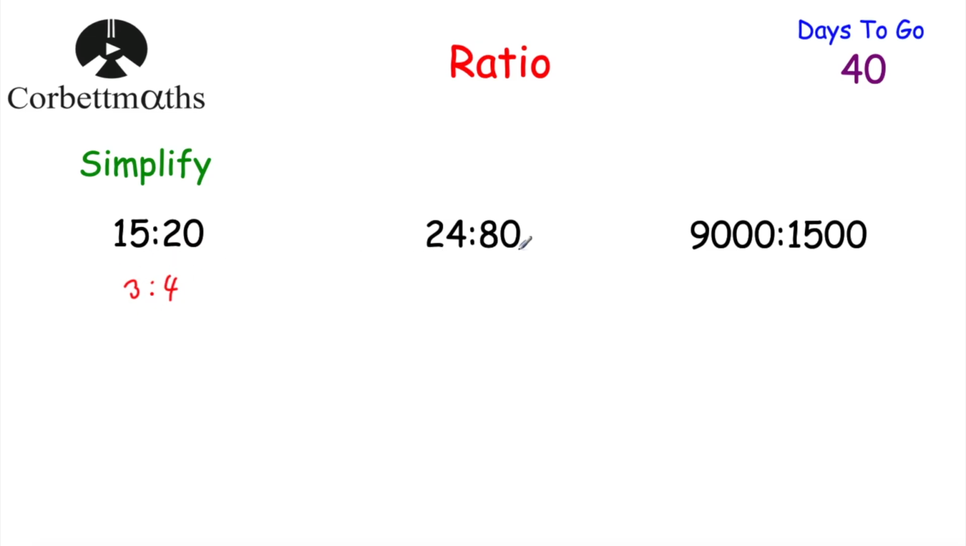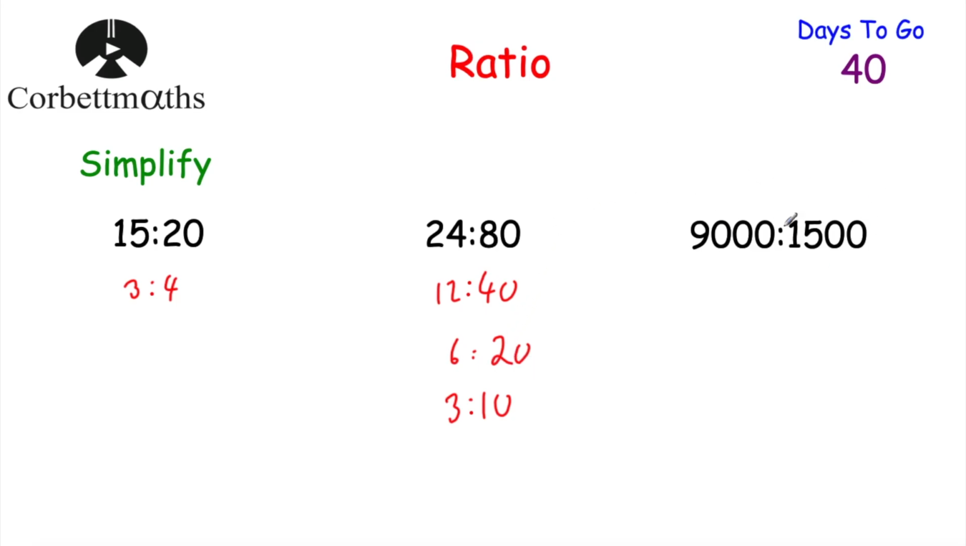Okay, next we've got 24 to 80. Now you could spot that both of these numbers are divisible by 8 to begin with, but you might just start off by halving them both. If we halve them both, we'd get 12 to 40. And then we could divide them by 2 again. That'll give us 6 to 20. And then we could divide by 2 again and get 3 to 10. So 24 to 80 will simplify to 3 to 10. And if you got that, well done.